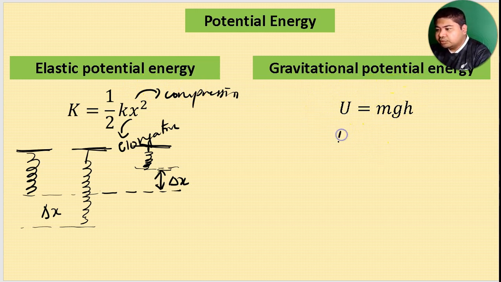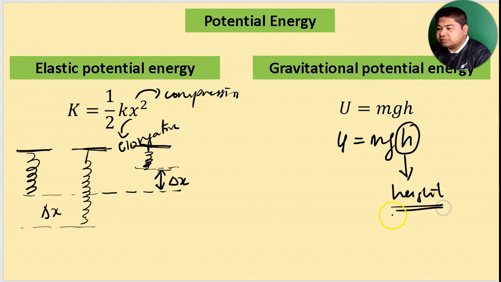So gravitational potential energy is U equals mg times height. Alright, so this is the height. The height is always measured from the ground. So you need to pay attention to this part here. So the height of the object is measured from the ground.